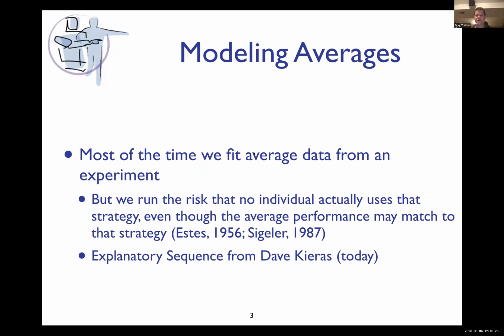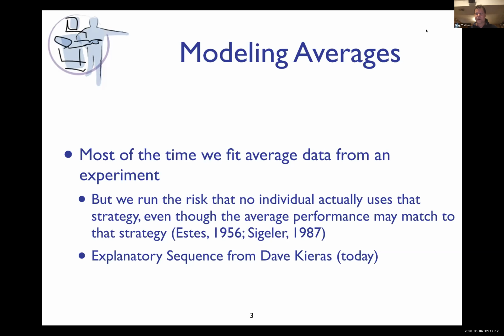So we've actually heard several talks already about fitting average data from an experiment, or even fitting individuals. And that's kind of one of the standard ways that a lot of people do it. But we run the risk that no individual actually uses that particular strategy, even though the average performance may actually match that strategy. So you can have people who are doing one strategy and another group of people that are doing another strategy, and kind of average together, you can get average performance. And you model that particular strategy and nobody actually does it, which ends up being a strange cognitive model.